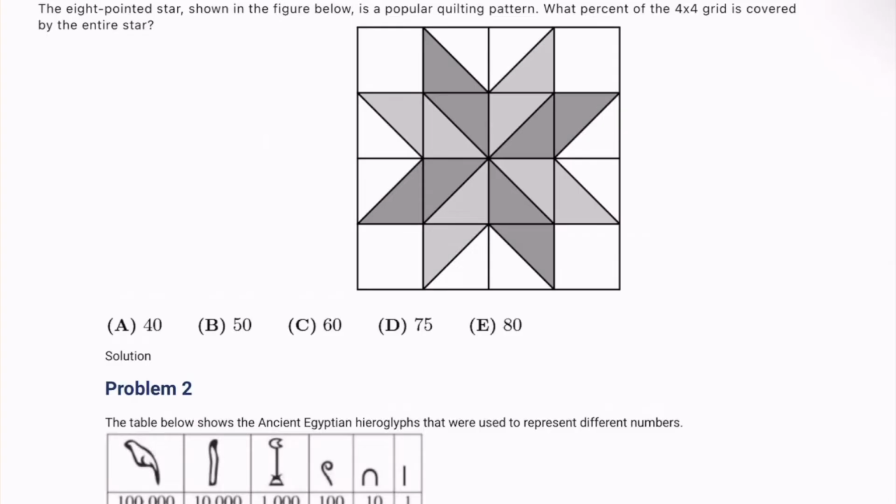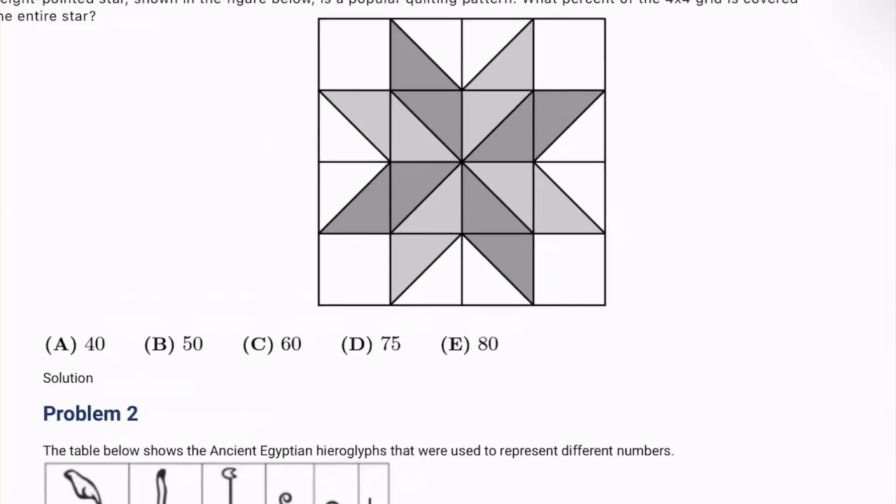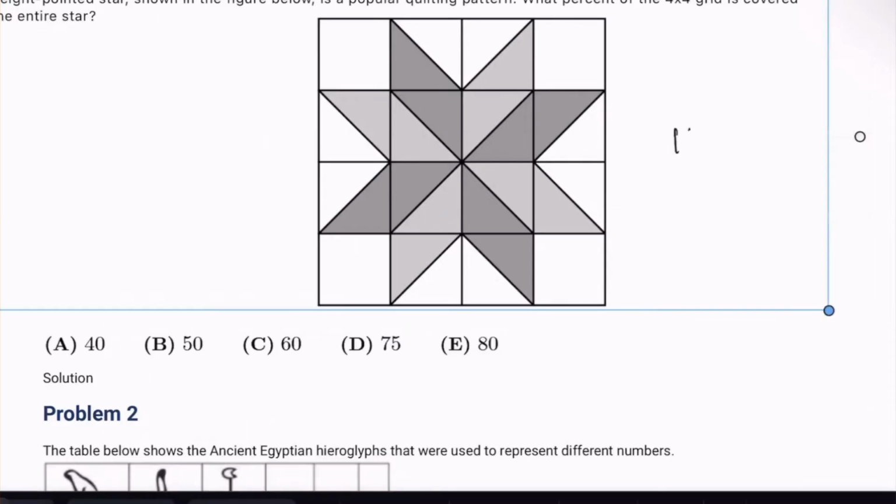Let's start. Problem 1 reads, the 8-pointed star shown in the figure below is a popular quilting pattern. What percent of the 4x4 grid is covered by the entire star? So it's a 4x4 grid, so we know that there's going to be 16 total squares.